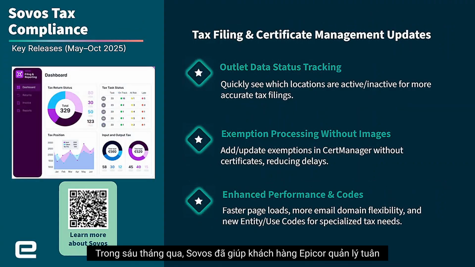And over the past 6 months, Sovos has made it faster and easier for Epicor customers to manage compliance, from real-time location status in filings to streamlined exemption workflow without images.